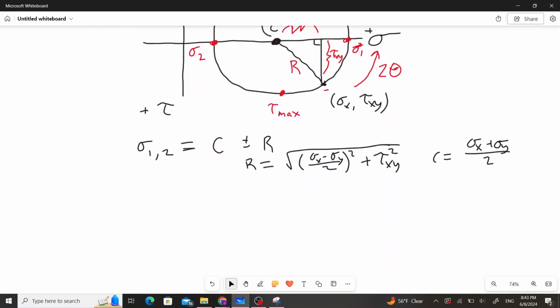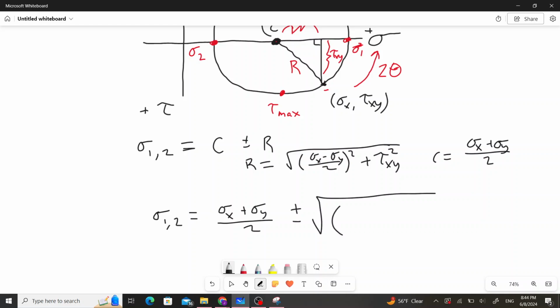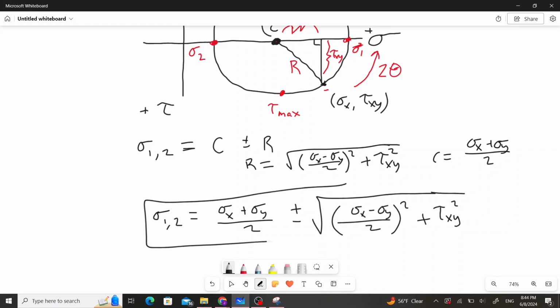Okay, so right away we can see that our equation for sigma 1, sigma 2 that we derived visually is sigma x plus sigma y divided by 2 plus or minus this radical, which is sigma x minus sigma y over 2 squared plus tau x y squared. Okay?